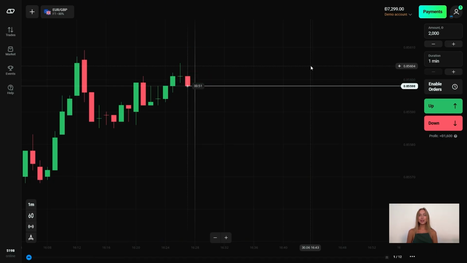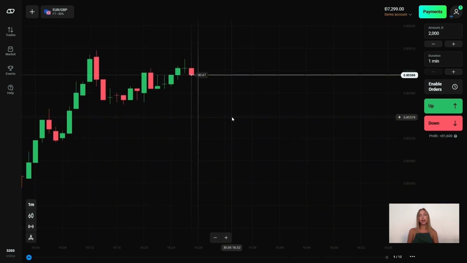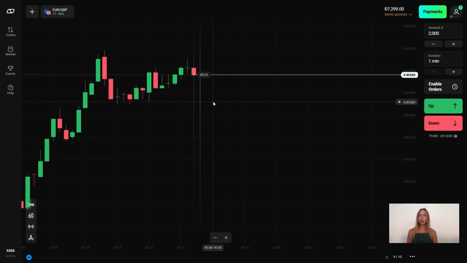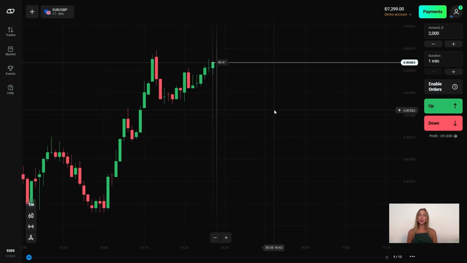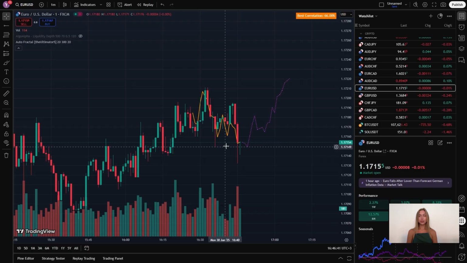So one trade closed at break-even, the second trade closed in profit. Based on this, I ended up with a small loss, but there is nothing wrong with that. I want to open one more position and finish trading after that.